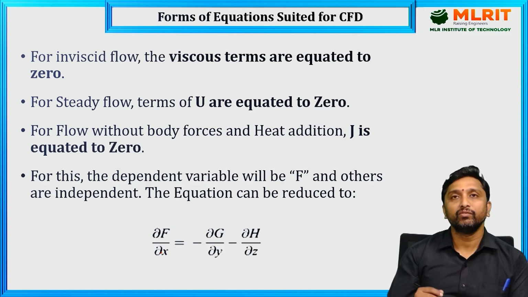For example, in inviscid flow, tau will become 0, so the equations are reduced. You are left only with pressure terms. Now if I say there are no body forces and no heat addition, then your source matrix becomes 0. So you end up with a reduced form of the equation which gives you only the time marching solution for the spatial coordinate system.